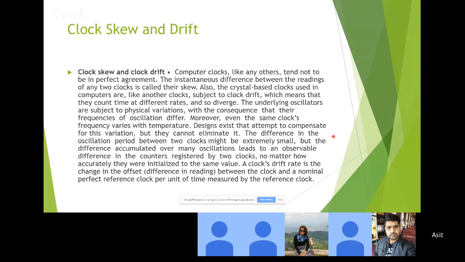Designs exist that attempt to compensate for this variation, but they cannot eliminate it. The difference in the oscillation period between two clocks might be extremely small, but the difference accumulated over many oscillations leads to an observable difference in the counters registered by the two clocks, no matter how accurately they were initialized to the same value. A clock's drift rate is the change in the offset, the difference in reading between the clock and a perfect reference clock, per unit of time measured by the reference clock.